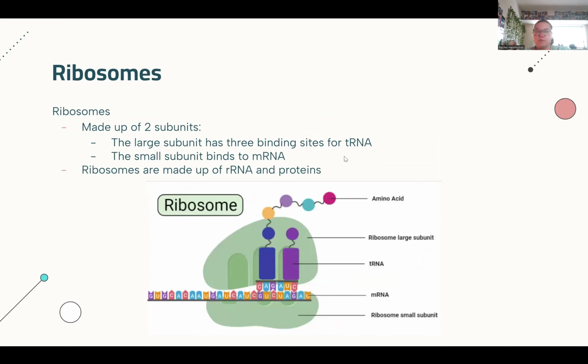Okay. So, ribosomes. We've talked a little bit about ribosomes, and we're going to talk a little bit more. Ribosomes are made up of 2 subunits. This top subunit is known as the large subunit. It has 3 binding sites for tRNA. Remember that funky looking molecule I showed you earlier? Inside the ribosome, the tRNA is going to come in and sit in one of the binding sites. Then it's going to use the small subunit to bind to the mRNA, and that produces the amino acids. Ribosomes are made up of rRNA and proteins.